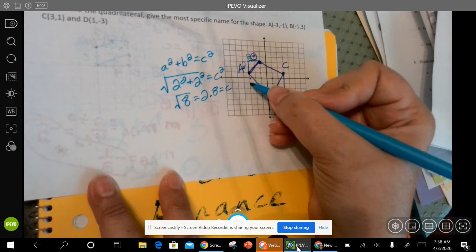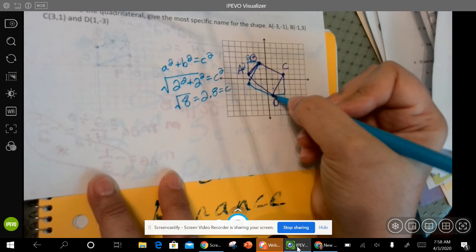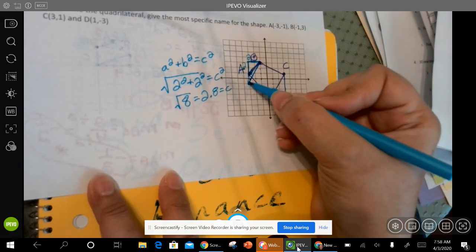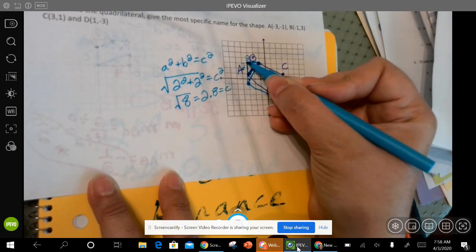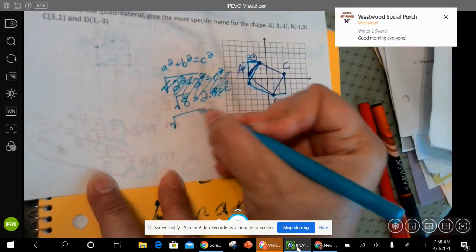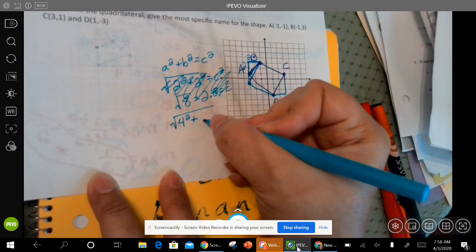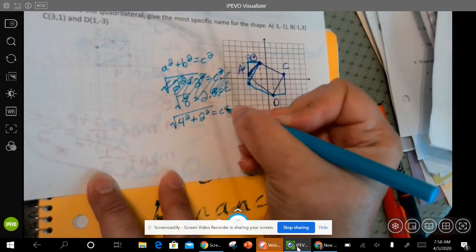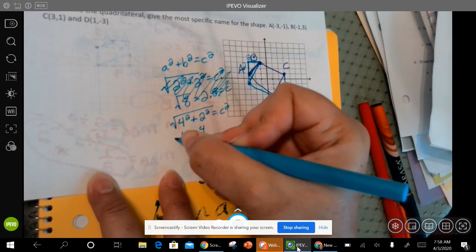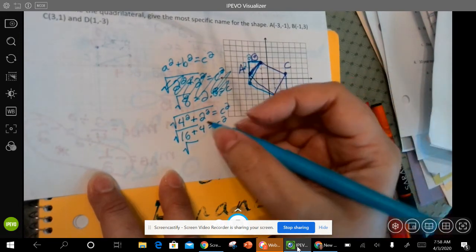Oh, you know what? I put this one in the wrong place. I was wondering that, it doesn't look like it's supposed to. Sorry, my bad. Let me change that. So now it would be 1, 2, 3, 4. Apologize, everybody. Let's redo this. So it's going to be 4 squared plus 2 squared. 4 squared is 16 plus 4. So that's going to be square root of 20.